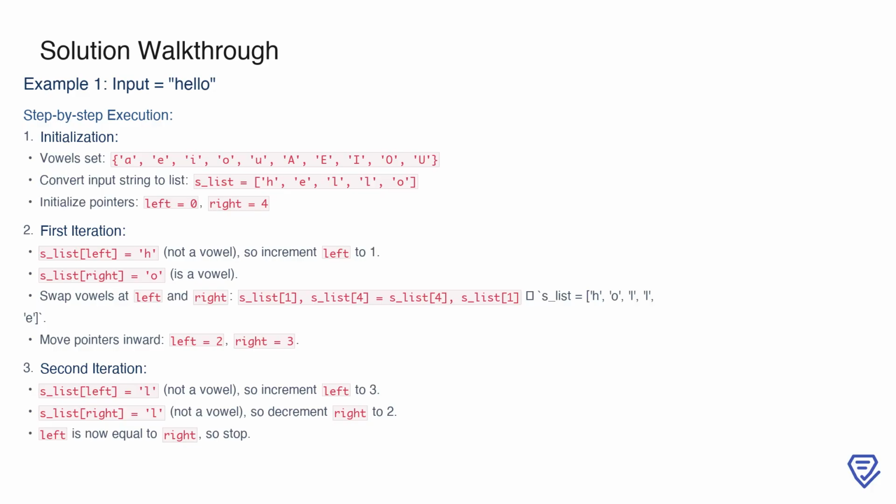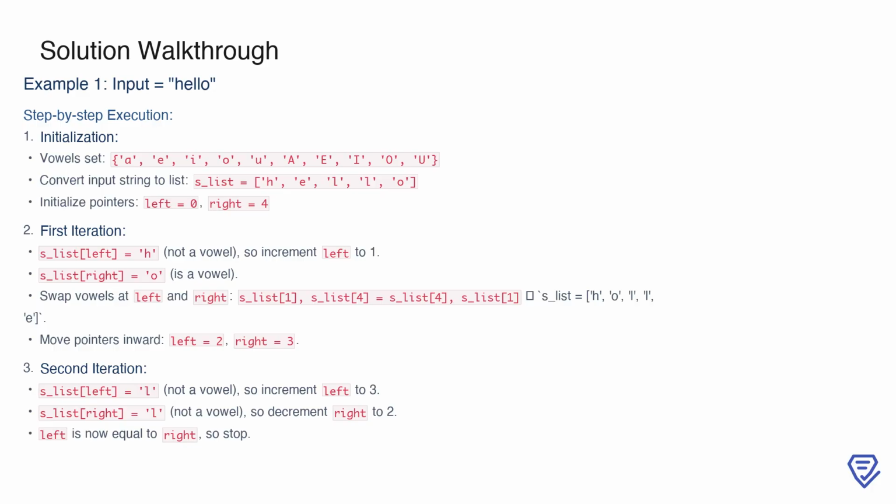To solve this problem, we start by initializing a set of vowels, both uppercase and lowercase, so we can identify them easily. Next, we convert the input string into a list, which allows us to modify individual characters since strings in Python are immutable. For the example input hello, this gives us the list HELLO. We also initialize two pointers, left at the beginning of the list and right at the end. The goal is to move these pointers inward while swapping vowels they encounter.